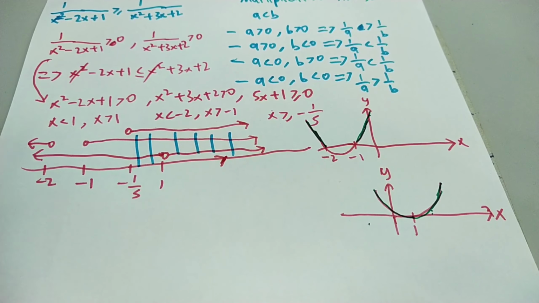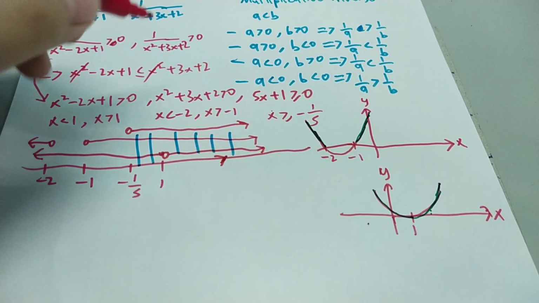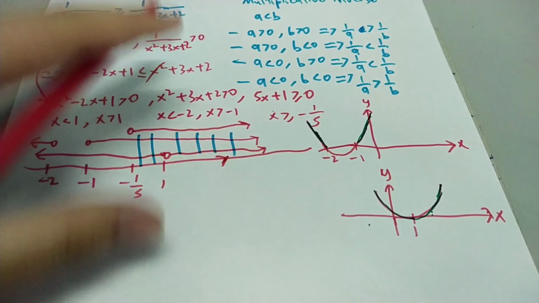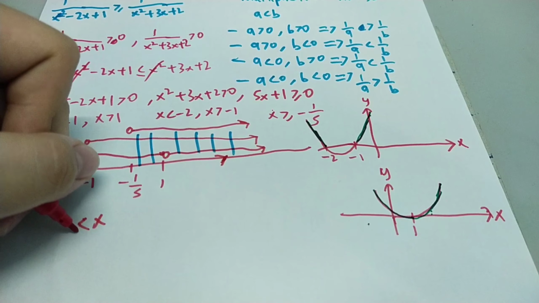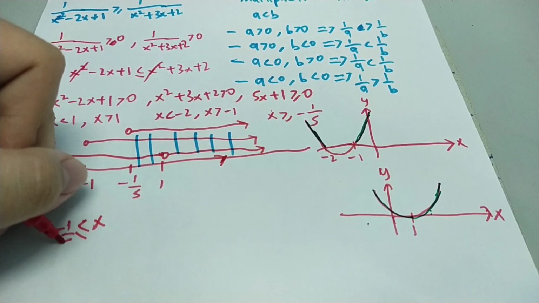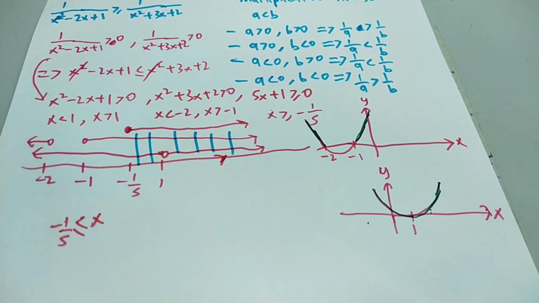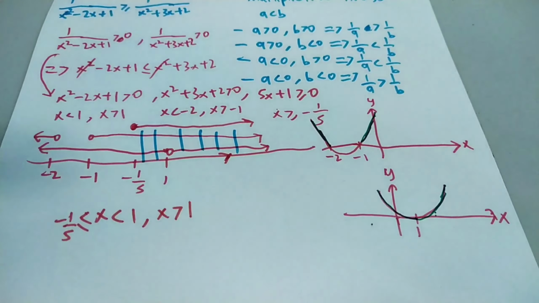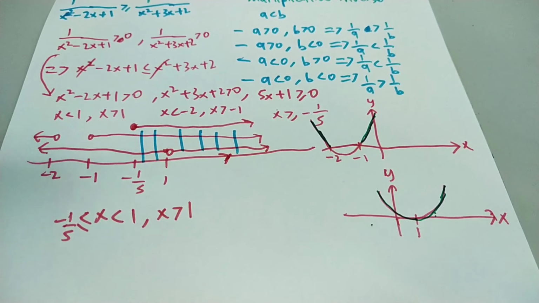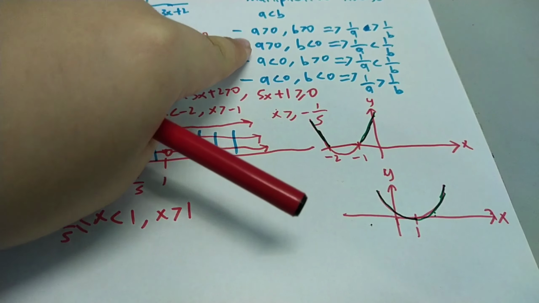So the overlapping region is here and here. So our final answer is x must be, and I forgot one thing again. Yeah, I always forget this. So this is our answer for the first case, which is this.